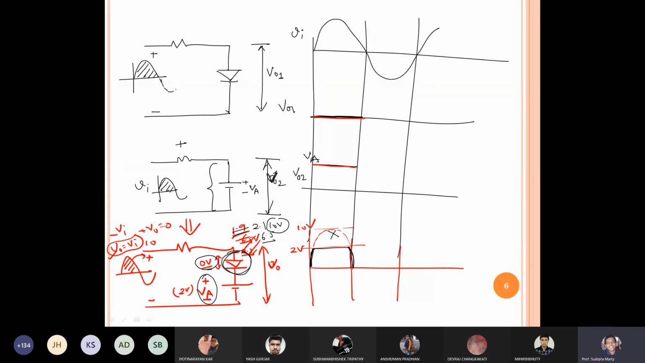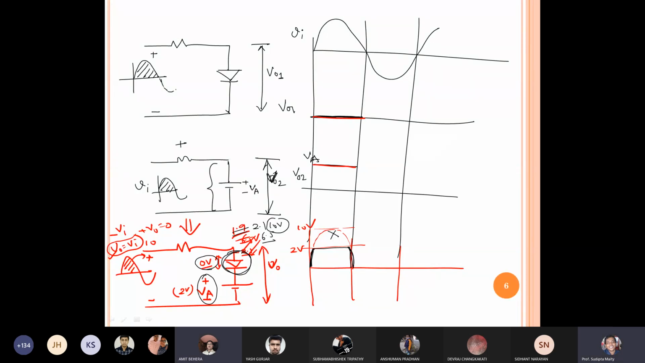Does any student have any doubt? How do we get only 2 volt? Sir, here we are assuming VA equal to 2 volt. Now we are assuming, that's why 2 volt.